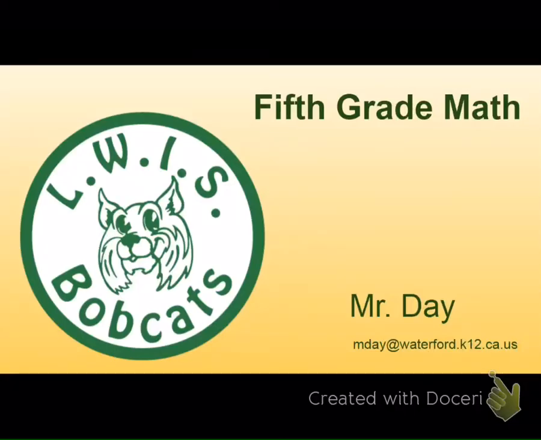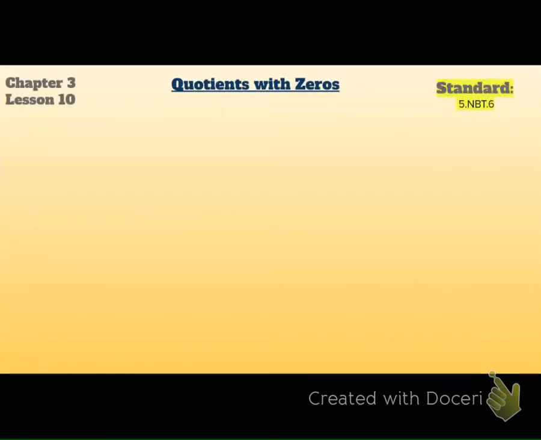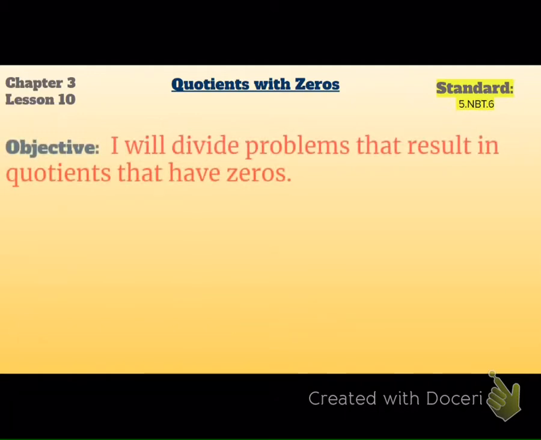We're off to Chapter 3, Lesson number 10 today. We're going to talk about zeros in our quotients. As you can see, we have our standard there, our objective. Everyone read with me: I will divide problems that result in quotients that have zeros.